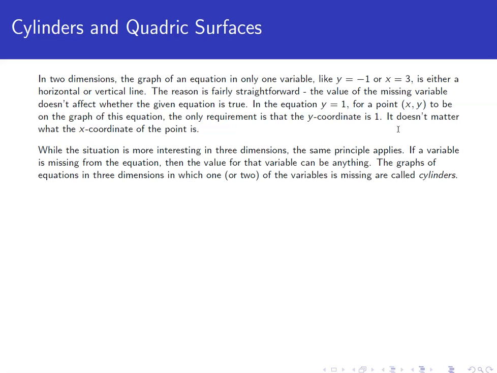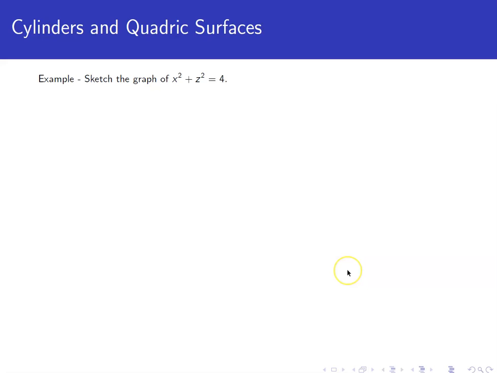In 3 dimensions, of course, it's a little bit more interesting, but the same exact principle applies. If one or more of the variables is missing, the value for that variable can be whatever you want it to be. Doesn't matter what it is. And we call these types of graphs cylinders when we have one or two of the variables missing. The surfaces that we'll get are called cylinders.